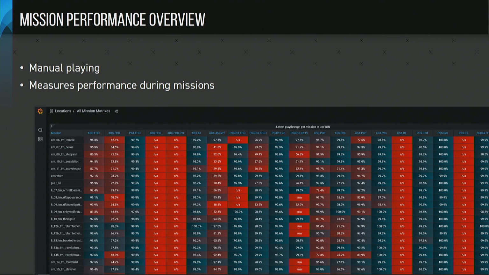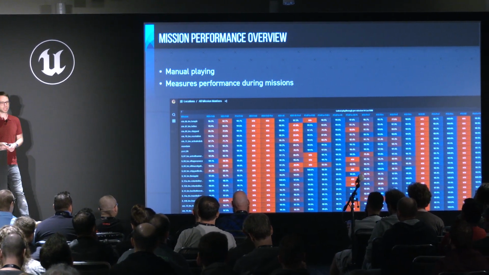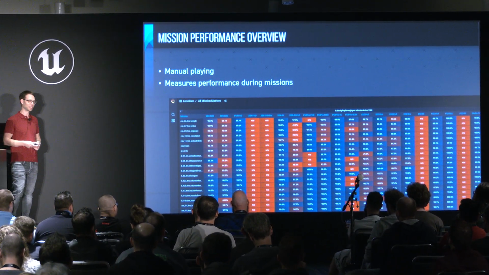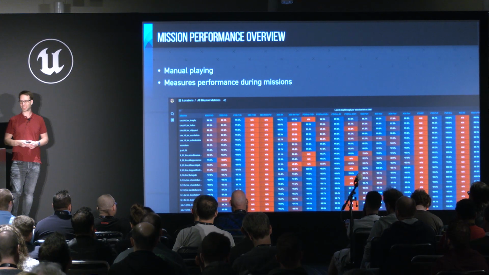Looking at the integrated parts, we had these large dashboards for all our missions on all platforms, basically. Here you can see the columns are individual platforms and the rows are our missions. If you ignore the completely red columns where we don't have any data, you can quickly see that, for example, one mission is only running 41% of the time on one platform at our performance targets. And you can quickly tell, okay, this is something maybe that we should be looking at.